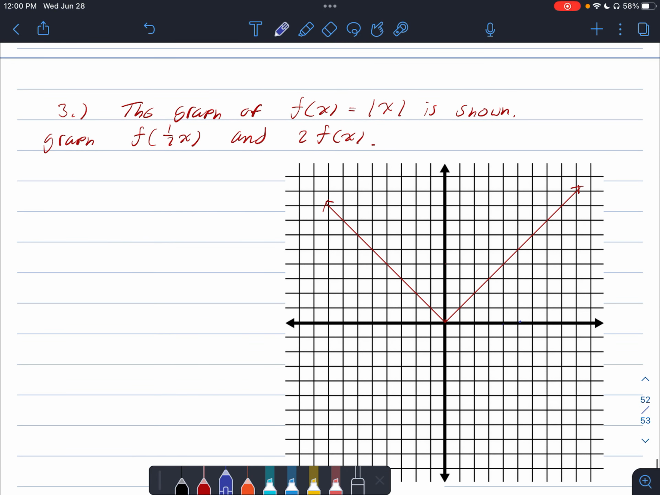Let's see why this works with an example here, okay? So let's consider the function f of x equals the absolute value of x, okay?